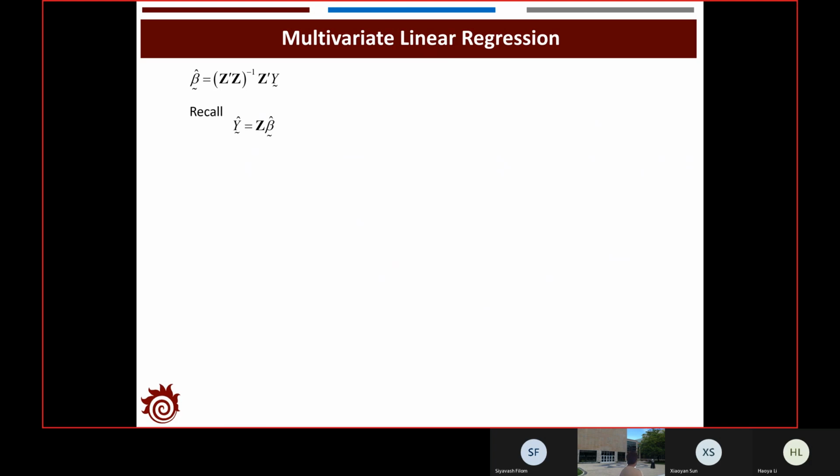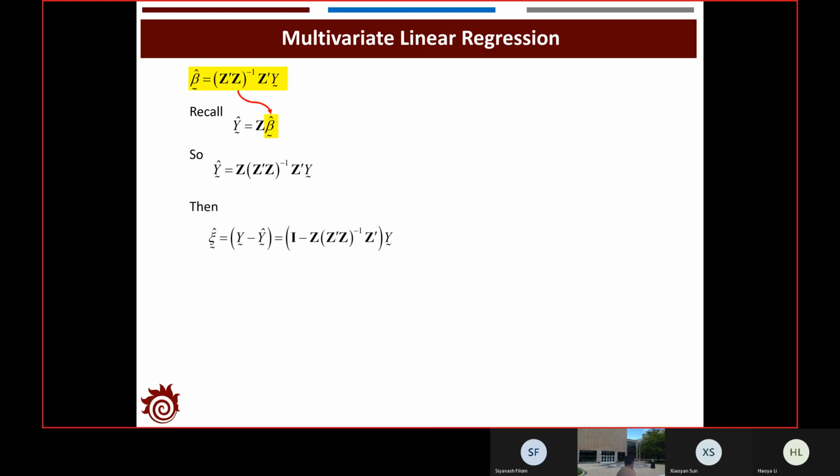And now let's recall the definition of the estimated trip rate. Y hat will be z times beta hat. We can then find the estimated trip rate based on the value of beta hat from the model. So y hat is z times z prime z inverse times z prime times y.